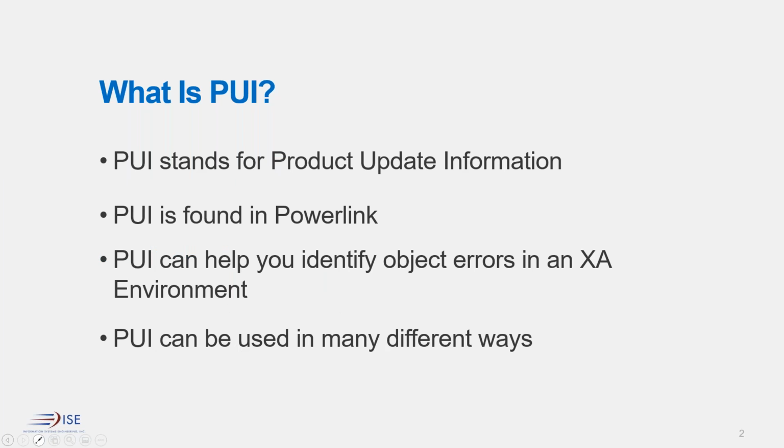All right, so PUI stands for Product Update Information, and it is a tool that is provided to you in Powerlink. It can help you identify object errors in your XA environment. Just to clarify, by an object, I mean our environments are made up of files and programs, and each one of those has a PTF level associated with it. If we get these objects at the wrong levels in our environment, then we can have problems.